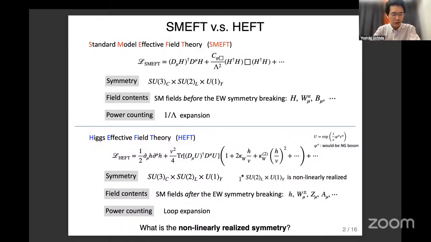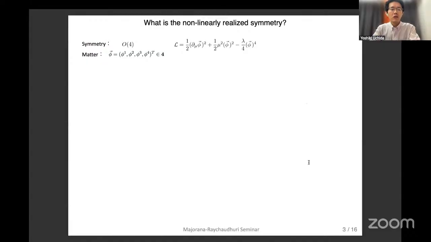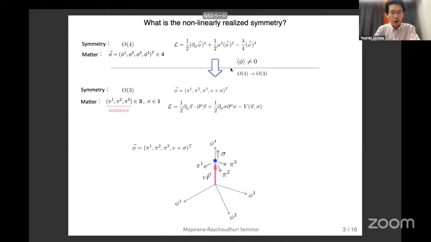So before we enter the detail about the EFT, let me ask, what is a non-linearly realized symmetry in the HEFT? This is a very important concept in the Higgs effective field theory. So what is a non-linearly realized symmetry? Let me begin with the simplest example, which is the O(4) symmetric scalar field model. The Lagrangian is given like this. And let's assume that because of the negative mass squared, this scalar develops a vev.